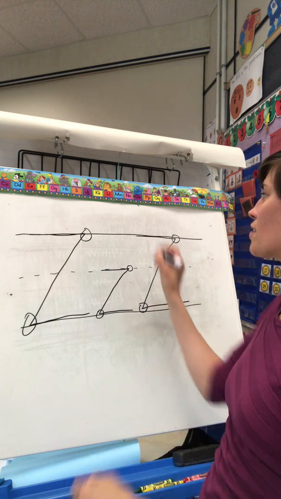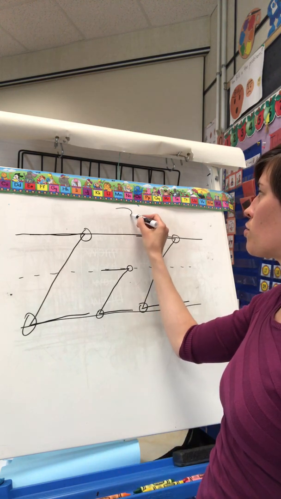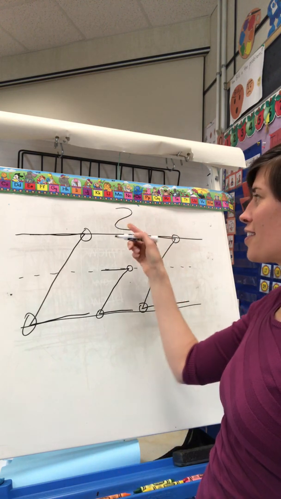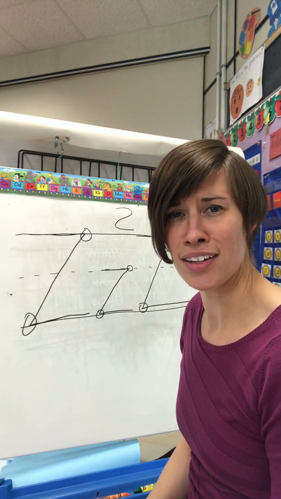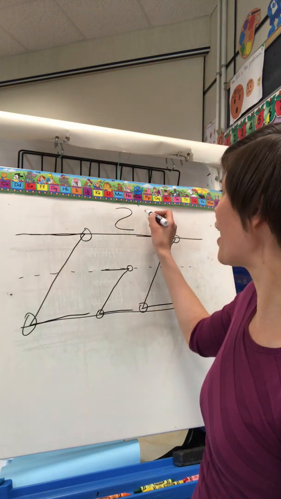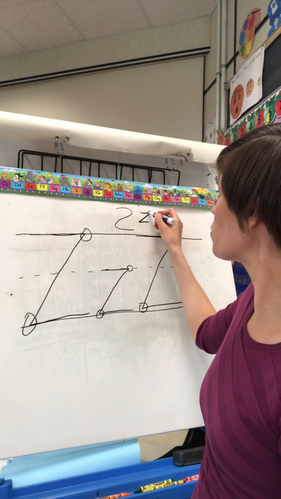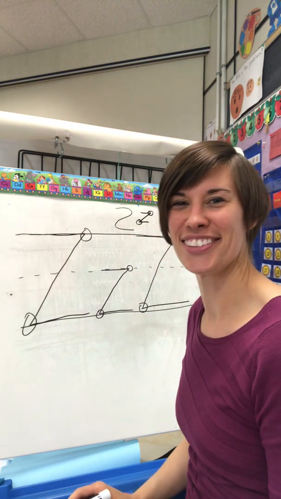Pointy, pointy corners. Because sometimes people start to make their Z kind of look like this, and then I say to them, that looks like a backwards S, or it looks kind of like a number 2. Make your Z super pointy so that it looks like a Z.